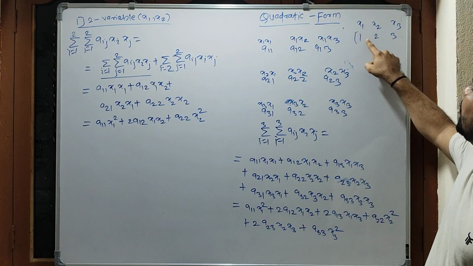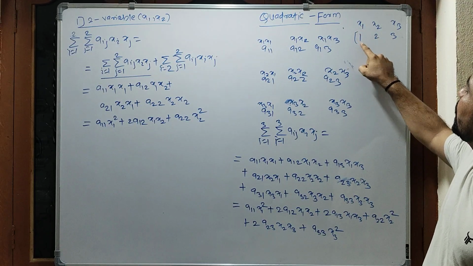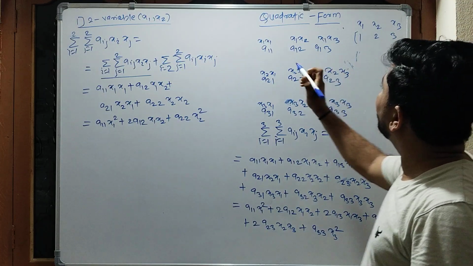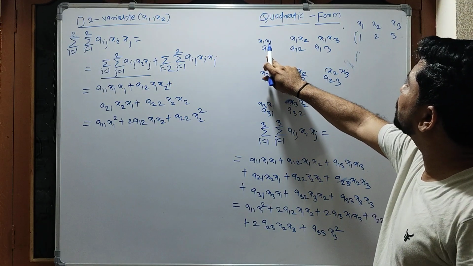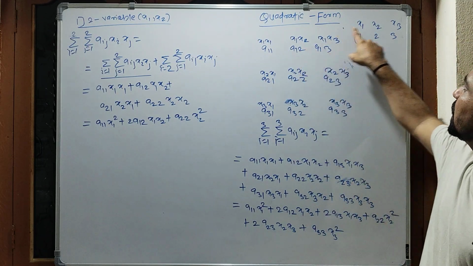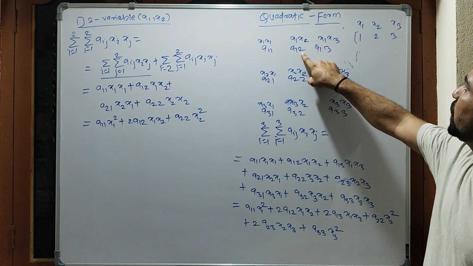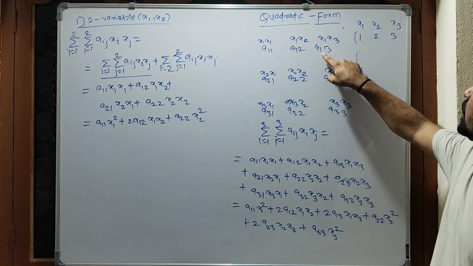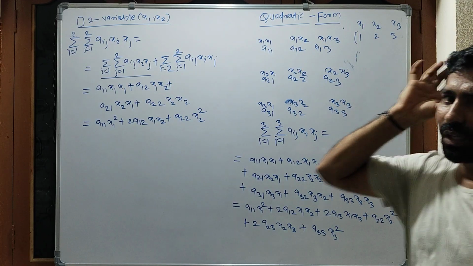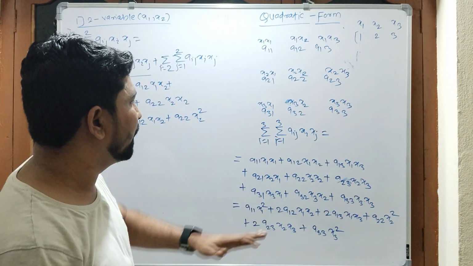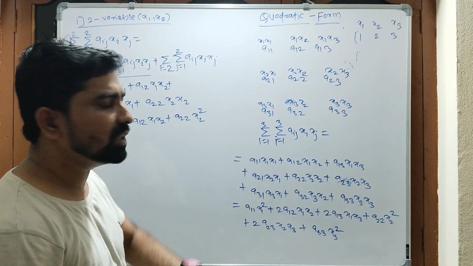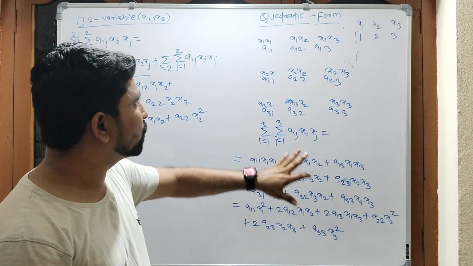Whenever you have the 1 1 position, that means x1 x1. Here 1 2 position, this 1 corresponds to x1, this 2 corresponds to x2, so x1 x2. This 1 corresponds to x1, this 3 corresponds to x3, that's why x1 x3. In this way you can write for any unknown. So this is the quadratic form in 3 variables x1, x2, x3.